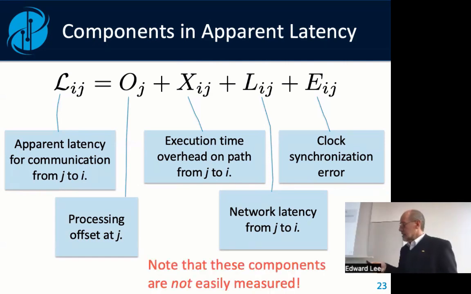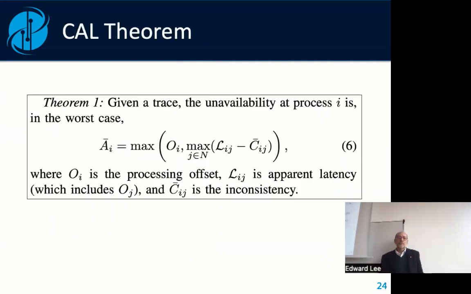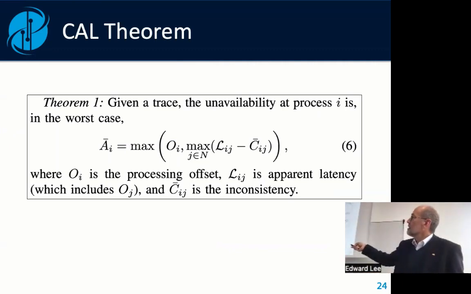So these components are not easily measured, but the sum of them is trivially easy to measure. And the CAL theorem only requires the sum of them. Okay? So the CAL theorem, which is given in these papers, says that the unavailability at node I is the maximum of the processing offsets at node I, or the maximum difference between the apparent latencies from J to I over all possible J other nodes, okay? minus the tolerance for inconsistency.